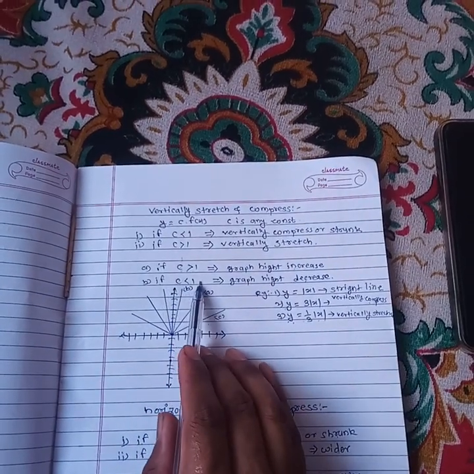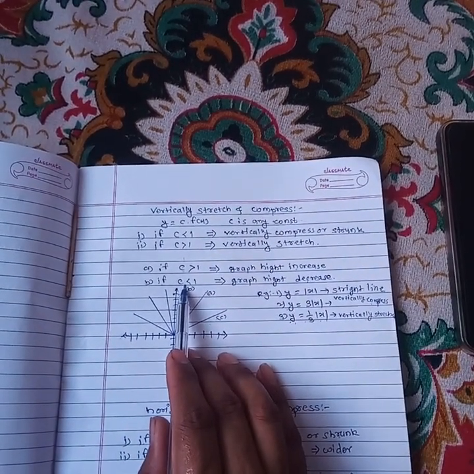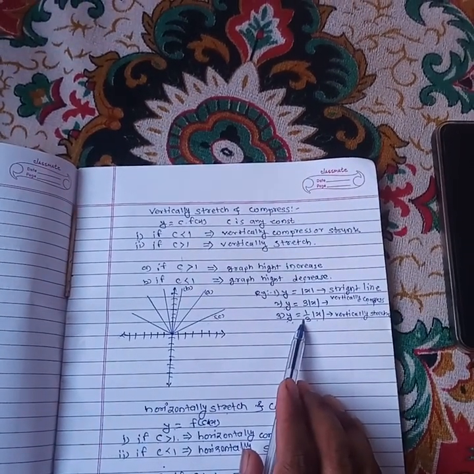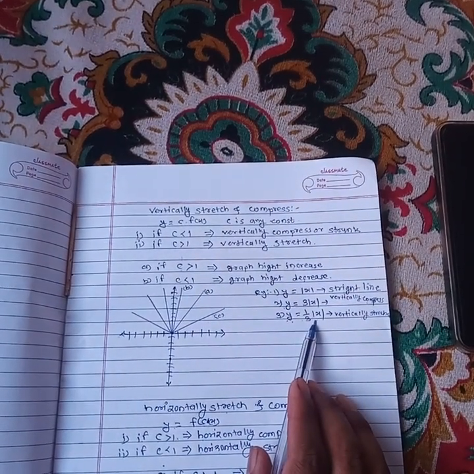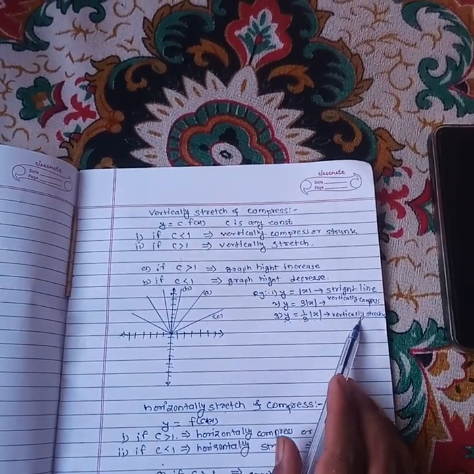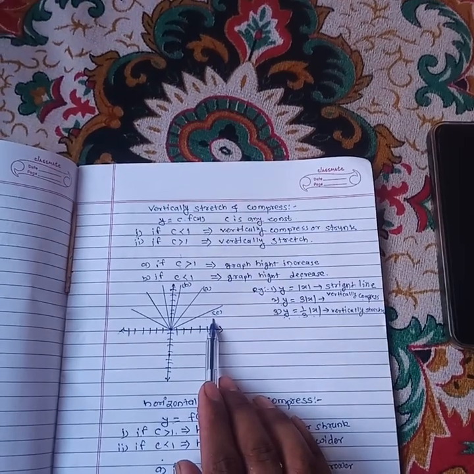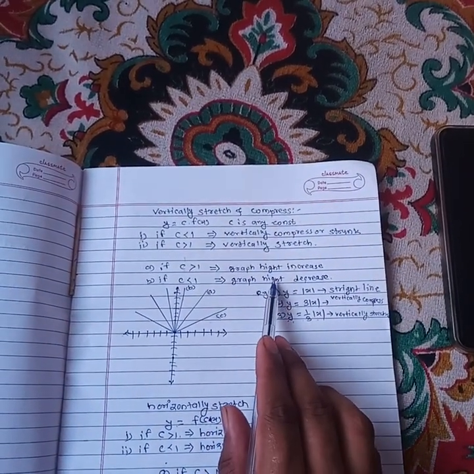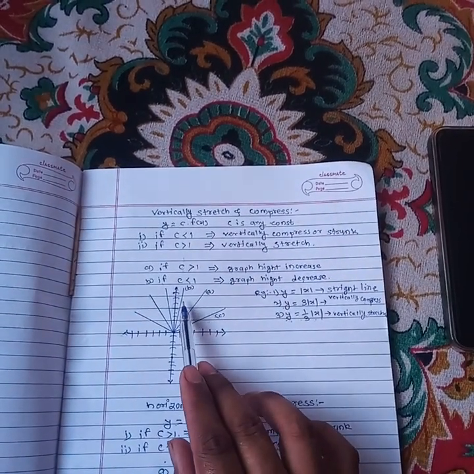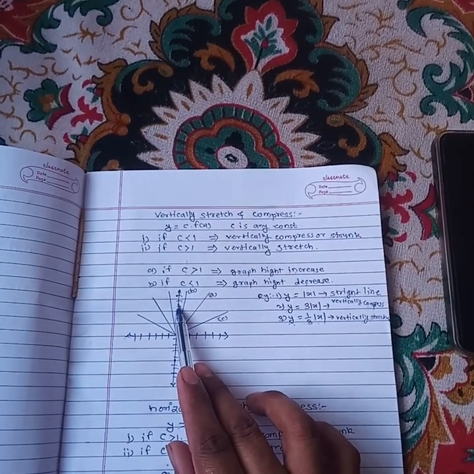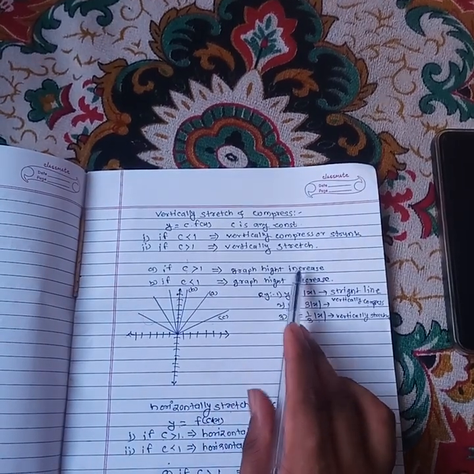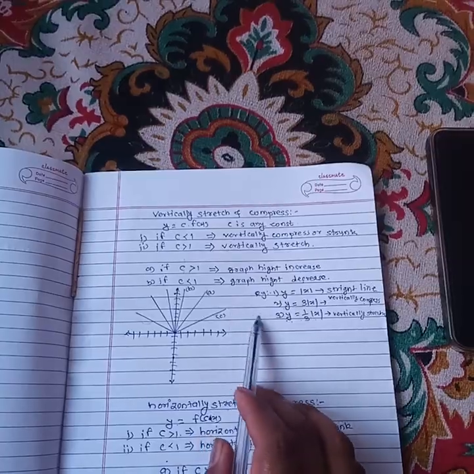If c is less than 1, means c's value is less than 1. Here is that example, y is equal to 1/3 times |x|, means this value is less than 1. This graph shows vertically stretch. Here is that observation: the graph height decreases, means this vertical line graph here shows the increasing condition, and this graph shows the decreasing condition. That's all.